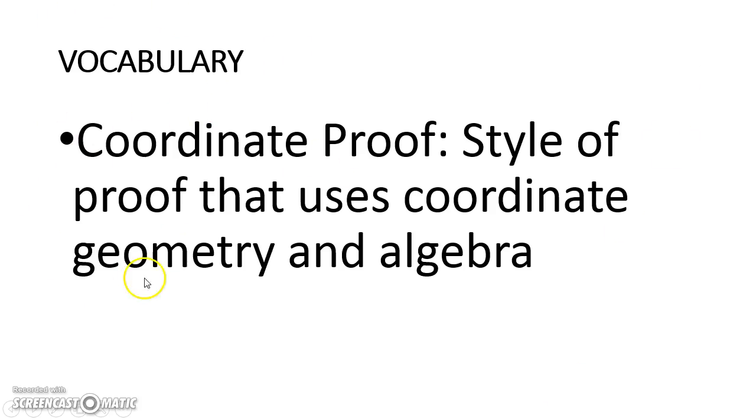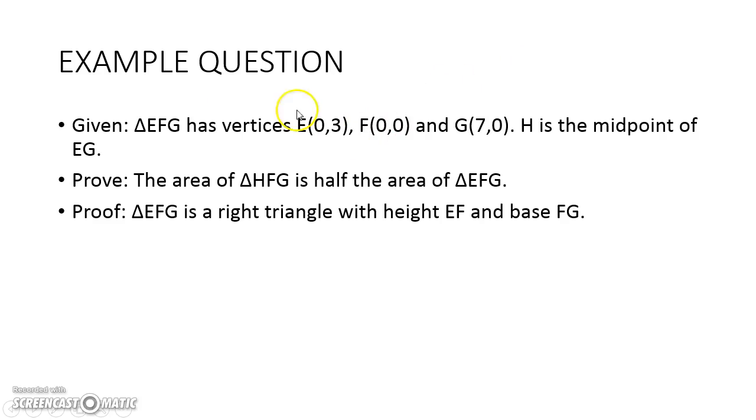Okay, so the next vocabulary word and the last one is coordinate proof. It's a style of proof that uses coordinate geometry and algebra. So the example question we have is that the given is that triangle EFG has vertices: point E is (0, 3), point F is at the origin, and point G is at (7, 0). H is the midpoint of segment EG. So we have to prove that the area of triangle HFG is half the area of triangle EFG.